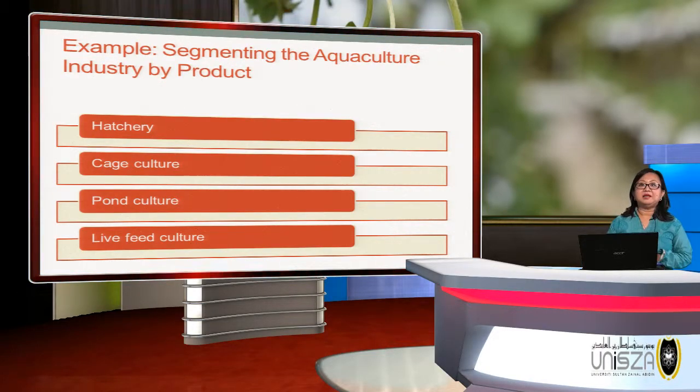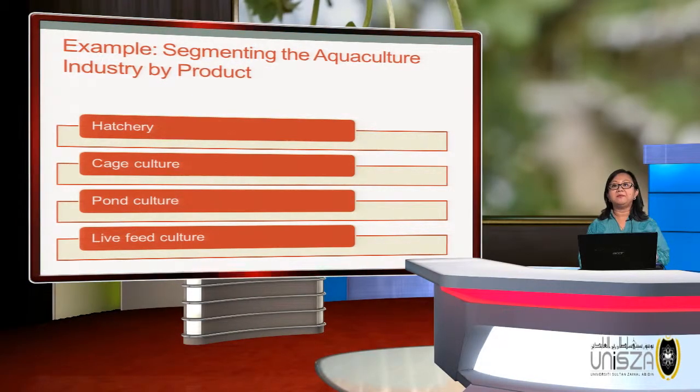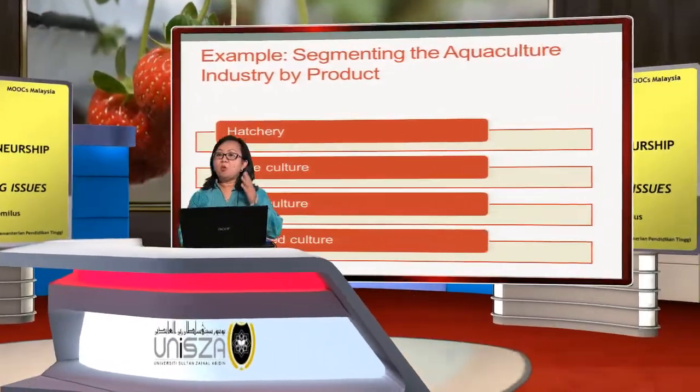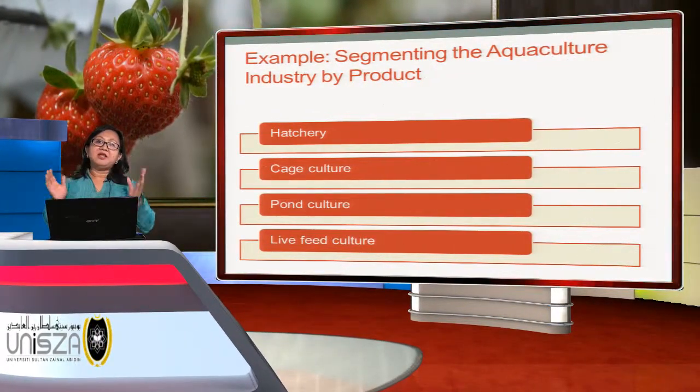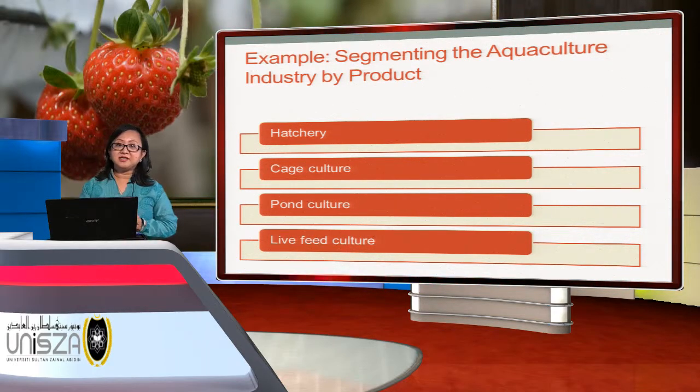For an example, let me show you a segment where one can actually segment an industry. Okay, what we can do is let's segment on an aquaculture industry by product. What I'm trying to share with you is that aquaculture is a fast-growing food industry in Malaysia, and it can actually be segmented into four main products. Those products are hatchery.